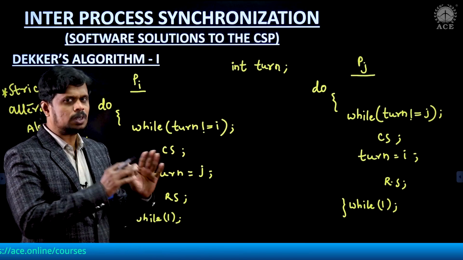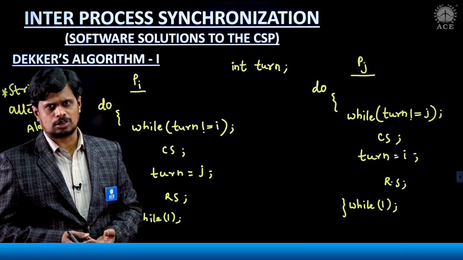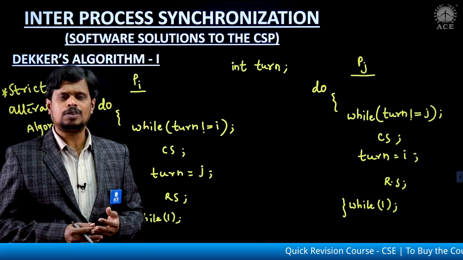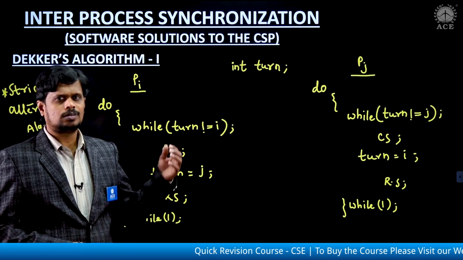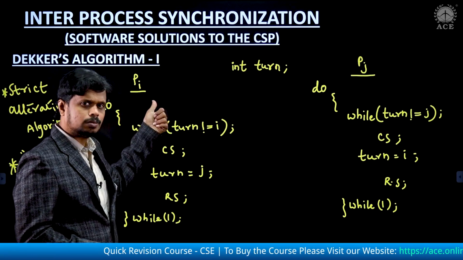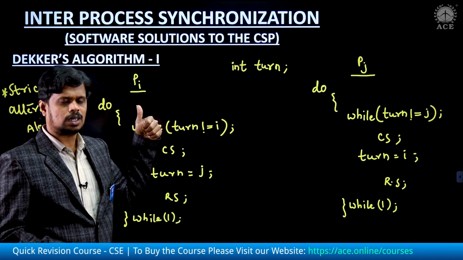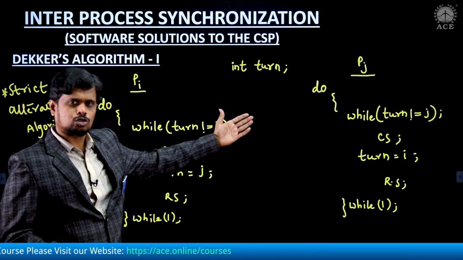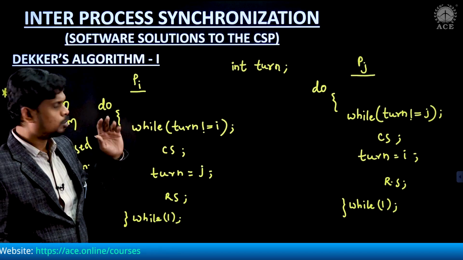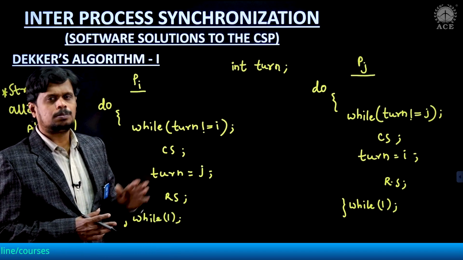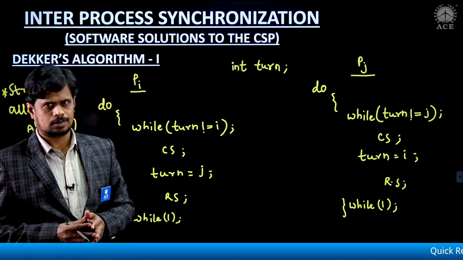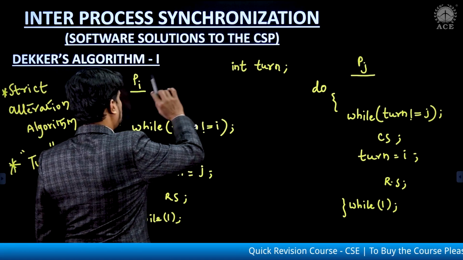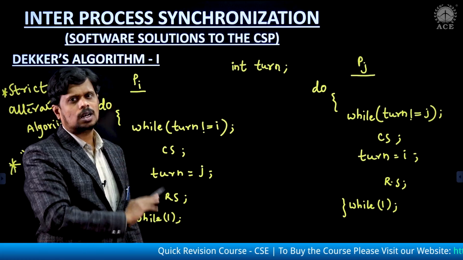it depends on the priority of the particular process, and various criteria. Let's say Pi has higher priority, then we can allot the CPU to Pi, and we are allocating the turn variable also to Pi. Clear with me? We are assuming that Pi has higher priority here. That is why the turn variable, first we allocate to Pi, as well as the CPU.